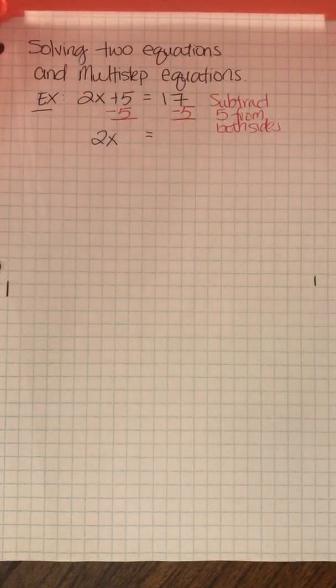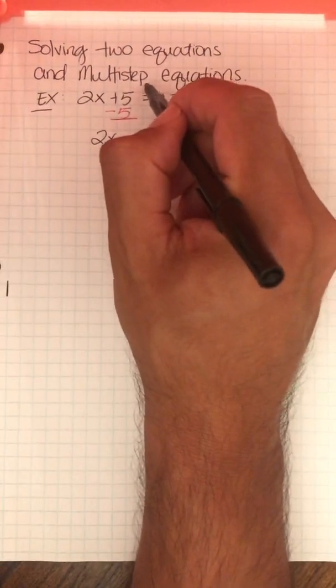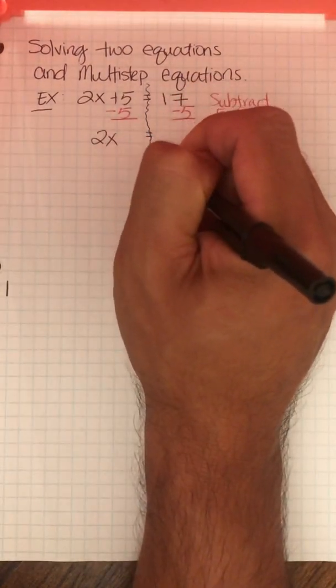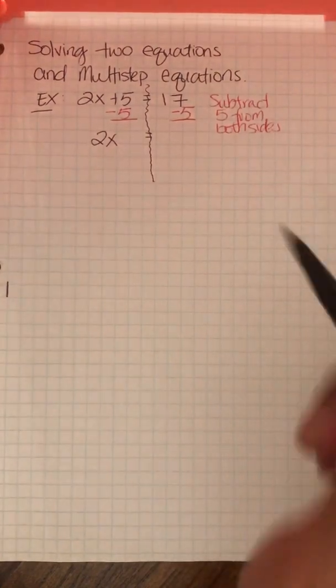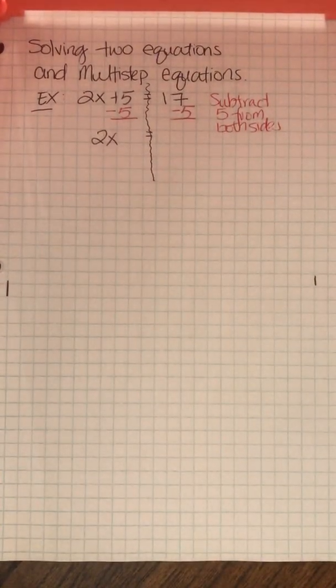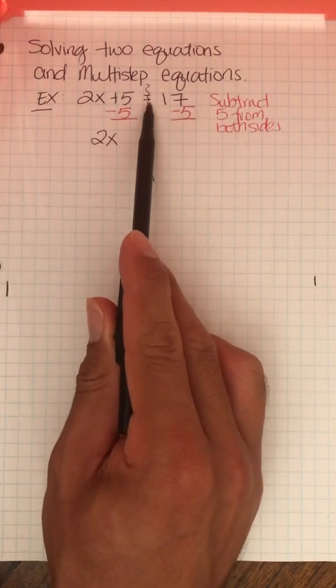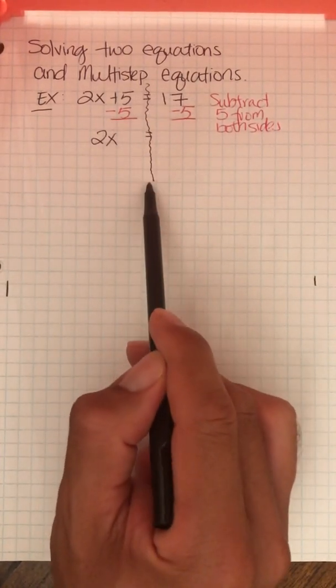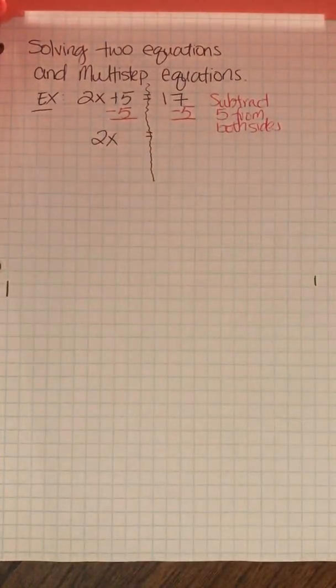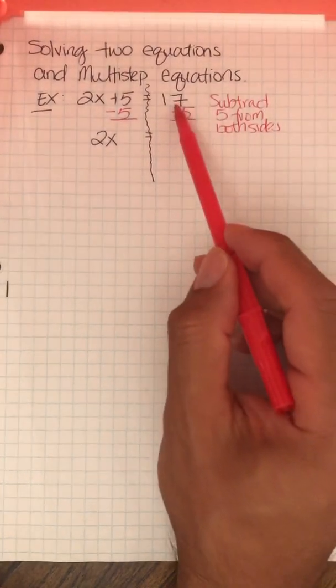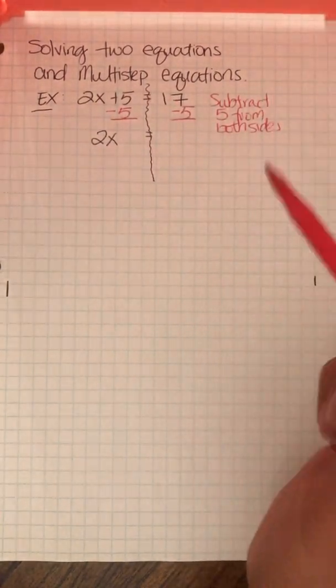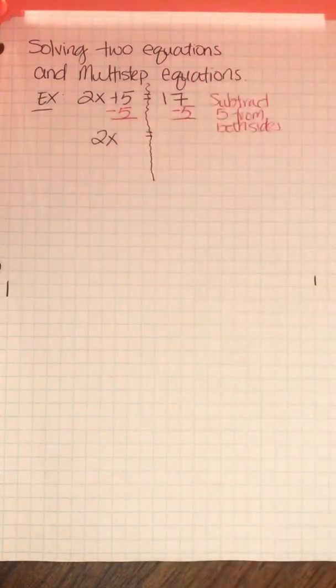Now, if it helps out, I know a lot of people are having confusion with the left and the right side. So what you can do is just draw a little line, right? That way you could see the left side from the right side. So if you want, ladies and gentlemen, go ahead and draw a little line in between to separate the left and the right. We say 17 minus 5 is 12.